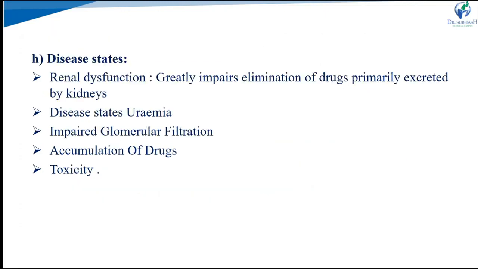Disease state. Disease conditions also sometimes alter the excretion. Renal dysfunction greatly impairs the elimination of drugs that are primarily excreted by the kidney. In the disease state uremia, glomerular filtration is impaired, and sometimes accumulation of the drug creates toxicity. So that type of thing happens if renal dysfunction is there. So the excretion rate of the drug decreases, and at that time accumulation of the drug is possible, and toxicity may occur.